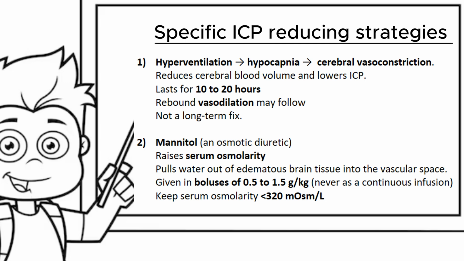Mannitol, on the other hand, is a classic osmotic diuretic that works differently. It raises the serum osmolarity and it pulls water out of the edematous or the swollen brain tissue into the vascular space. But you don't give mannitol as a continuous drip. It is dosed in boluses of 0.5 to 1.5 gram per kg. You need to keep the serum osmolarity less than 320 milliosmol per liter in order to avoid complications like hypotension, electrolyte loss, and renal injury.